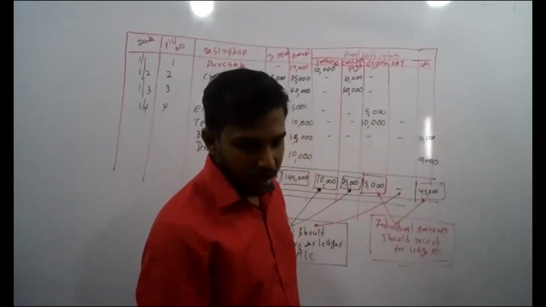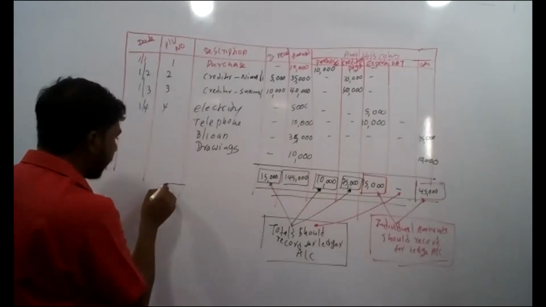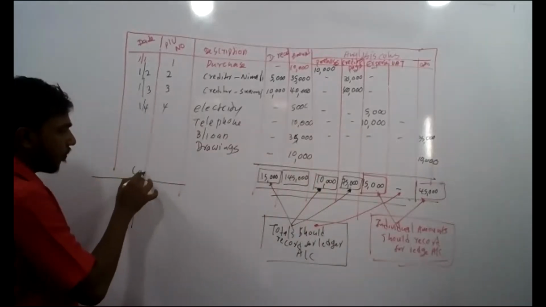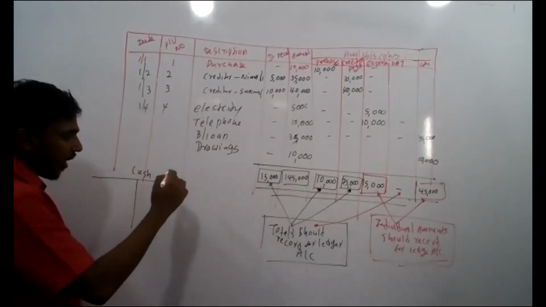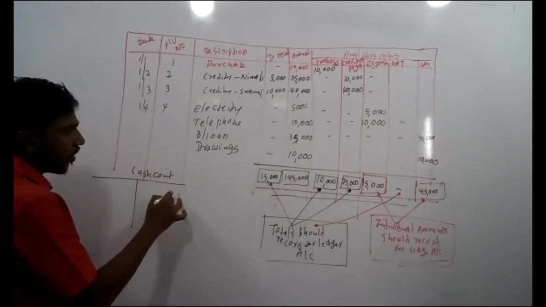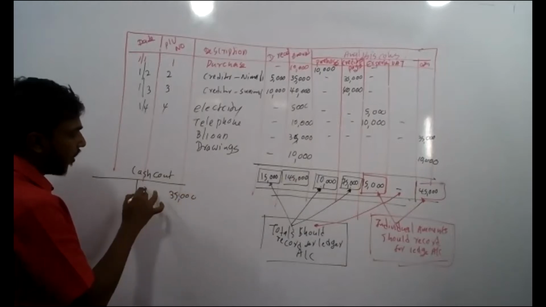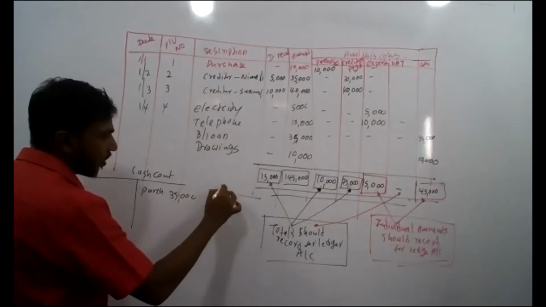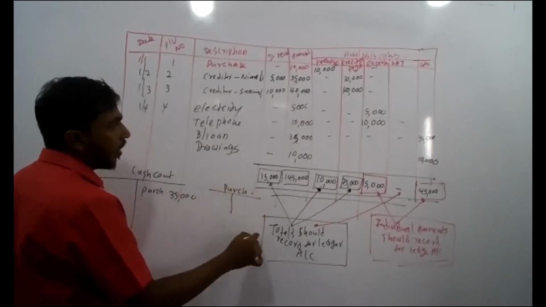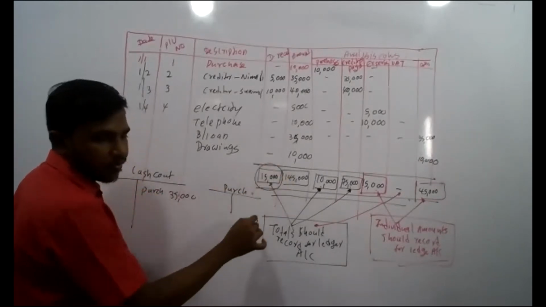Done, right? So you all know what you're supposed to do is take the cash account. First one is what? Purchases. What double entry? Cash control account credit 35,000. Then purchases should be debited. So debit it for purchases. Total six.